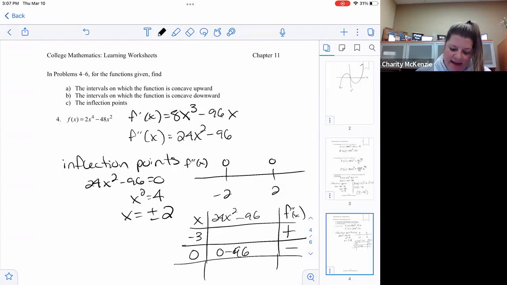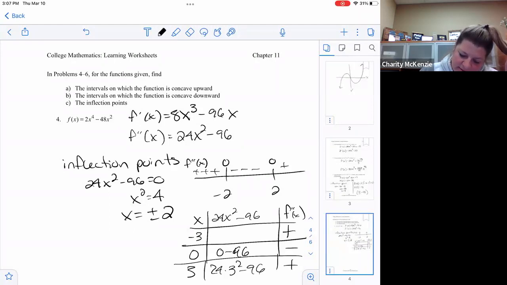And then the last one would be above, which is maybe 3. So 24 times 3 squared minus 96. So 24 times 9 minus 96 is again a positive. So I went positive, negative, negative, negative, positive.